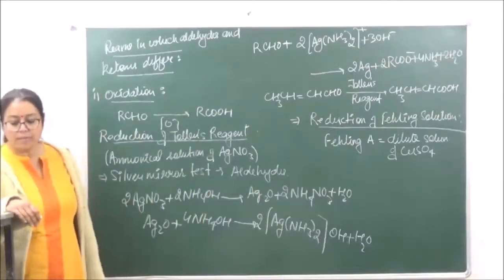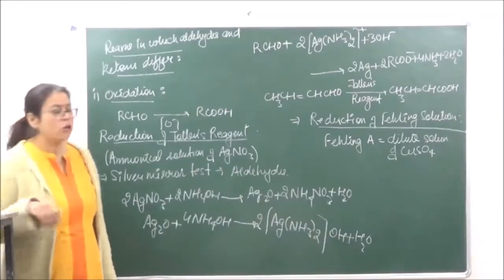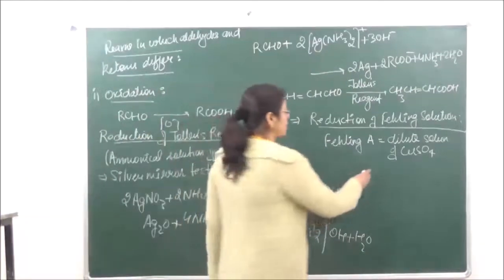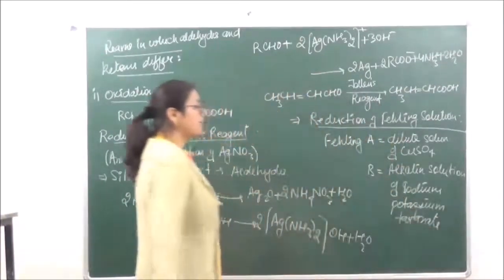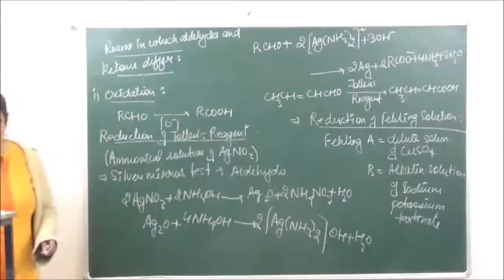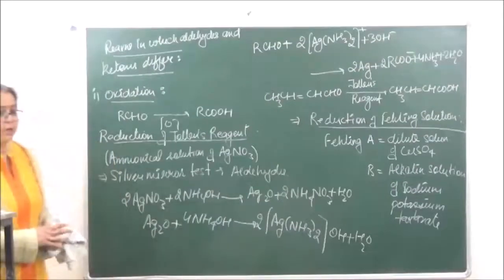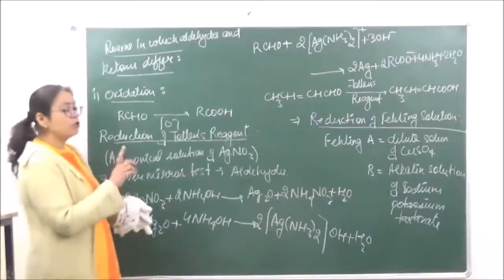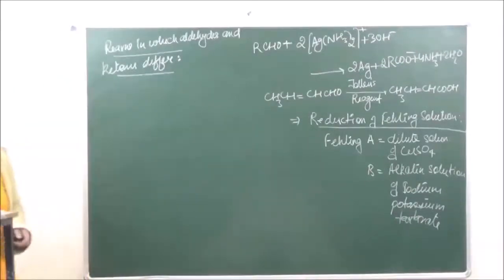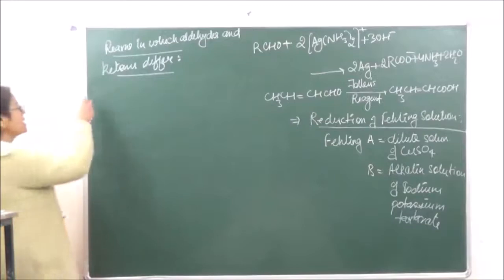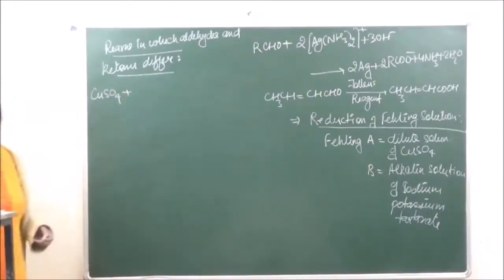Whereas Fehling solution B is an alkaline solution of sodium potassium tartrate, more commonly known as the Rochelle salt. So Fehling solution B is also known as Rochelle salt. Let's just see the formula of both. When we're talking of Fehling solution A, as I just said, it is a dilute solution of copper sulfate.